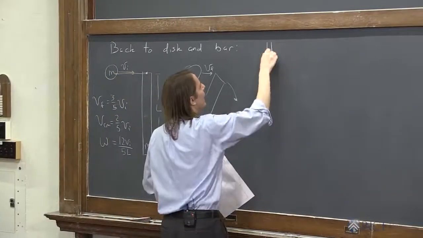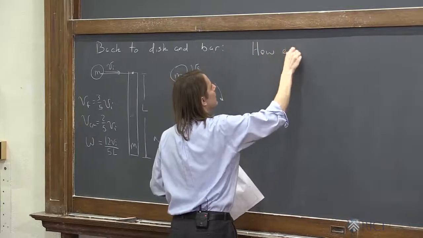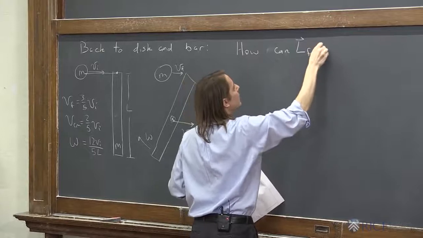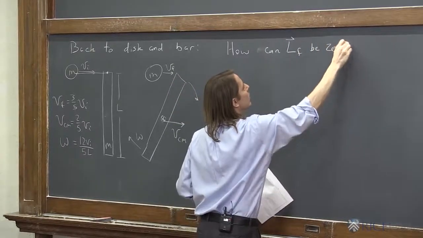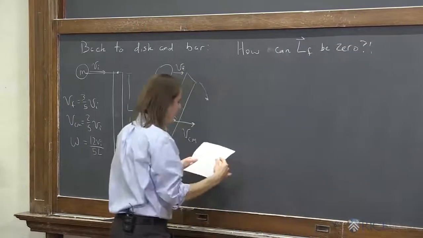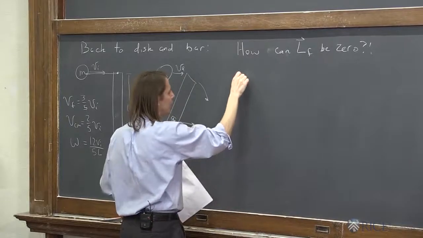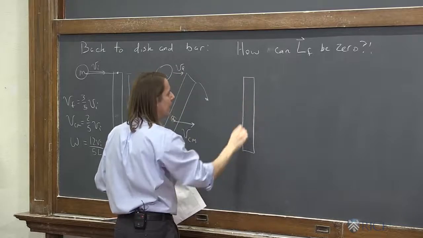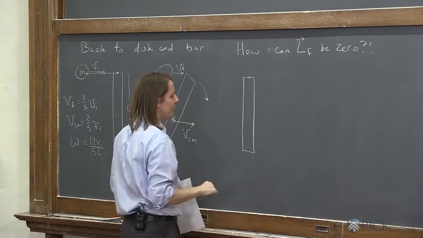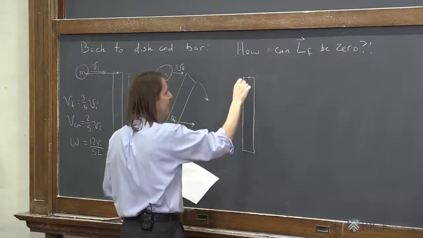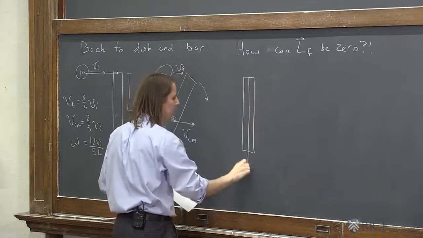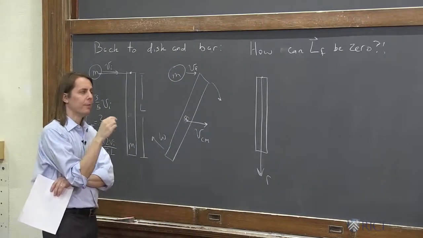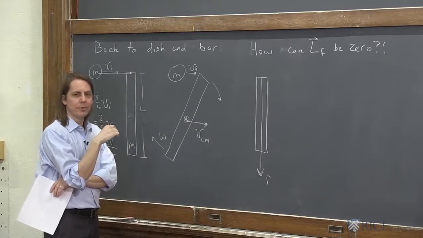So how can L_F be zero? Now let's think of it this way. Let's just focus on our bar here for a minute. Here's our bar. And let's put the origin here like we promised. And now I'm going to define an axis this way. I'm going to call it R, because we're going to think about all the mass elements in this bar and how they're really moving. Okay?